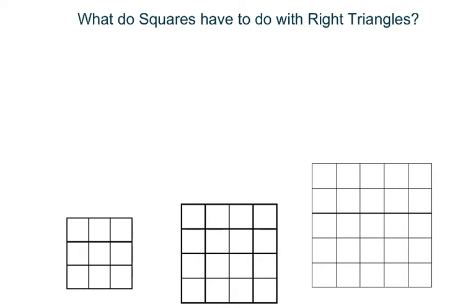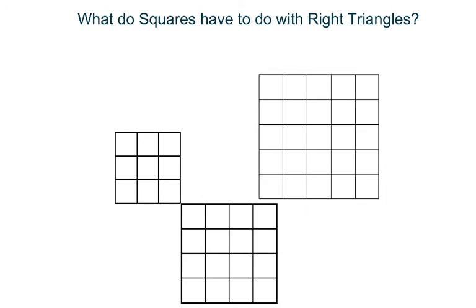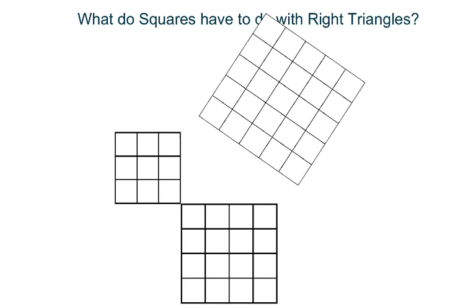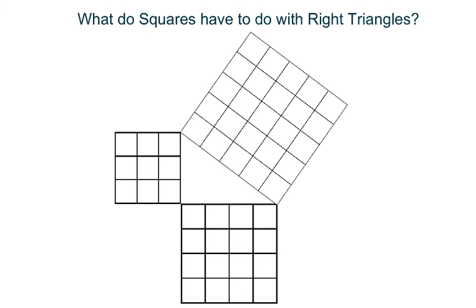What I'm going to do is take these three squares and build a right triangle with them. So I'm going to make a right angle out of these two. Then I'm going to use this big one with the longest sides and make that the hypotenuse, the longest side C. So now that I connected them, I have a right triangle here in the middle.